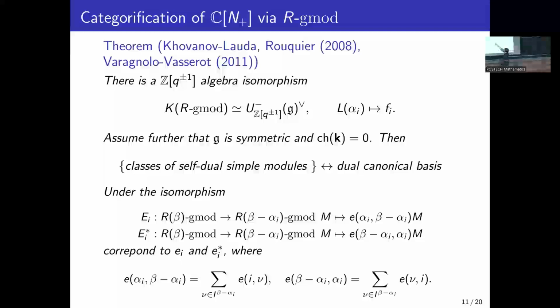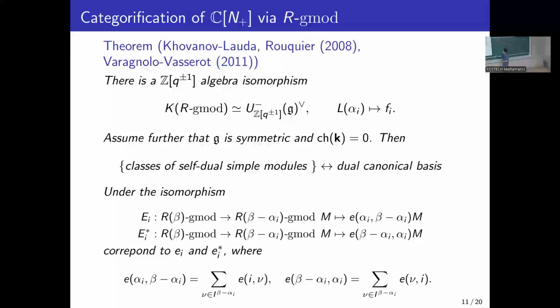So here you consider the classes of simple modules. Self-dual means that, if you take the grading shift, then they become different simples, right? So there is some notion of self-dual simple modules, which are invariant under taking duals. The grading shift doesn't play a role if you take a dual. So the first line is the theorem of Khovanov-Lauda and Rouquier. The second line is the theorem of Varagnolo-Vasserot. So in that sense, we say that the quiver Hecke algebra categorifies the negative half of the quantum group. This is a very nice construction.